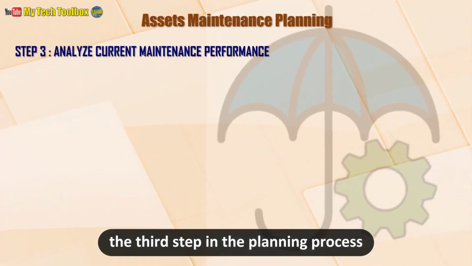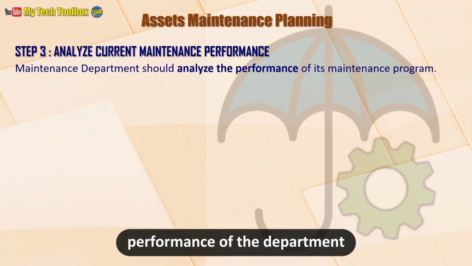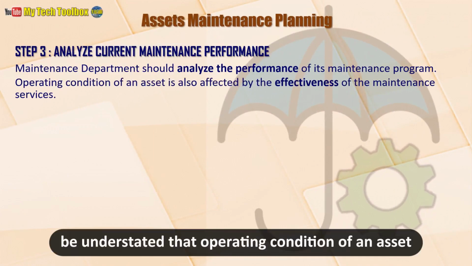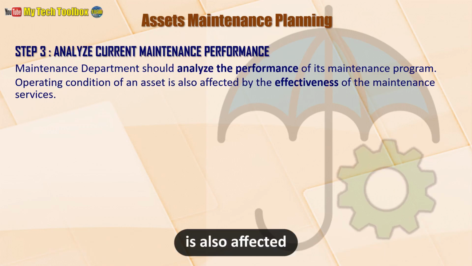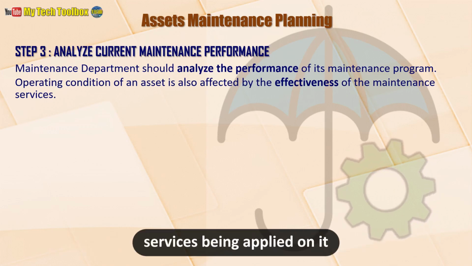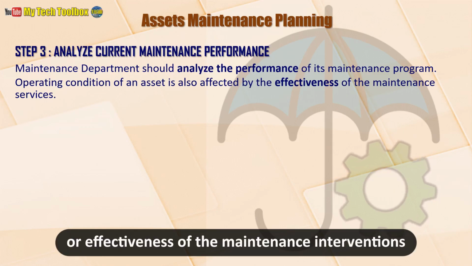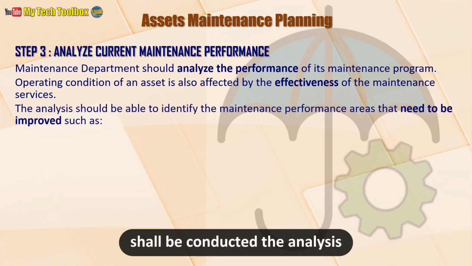The third step in the planning process is to analyze the maintenance performance of the department. It cannot be understated that the operating condition of an asset is also affected by the effectiveness of the maintenance services being applied on it. With such premise, an analysis of the current performance or effectiveness of the maintenance interventions shall be conducted.